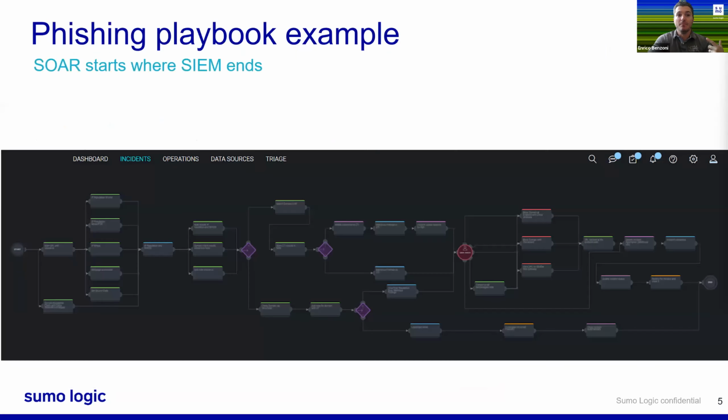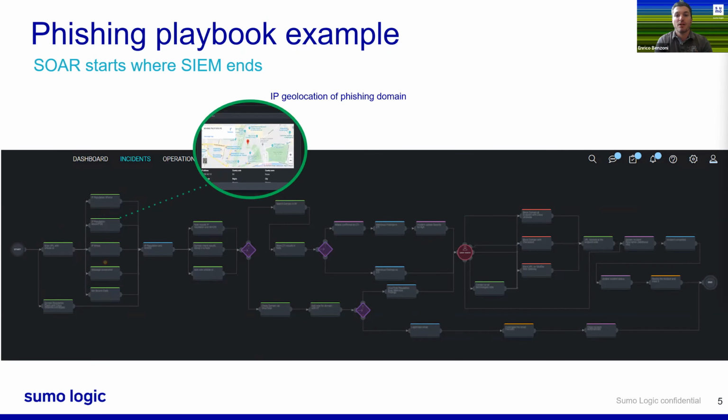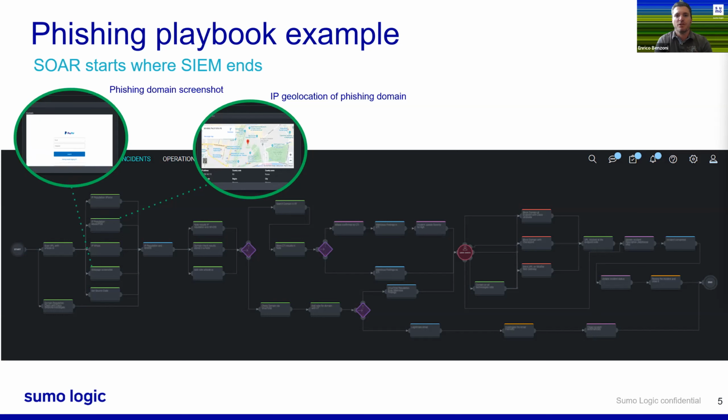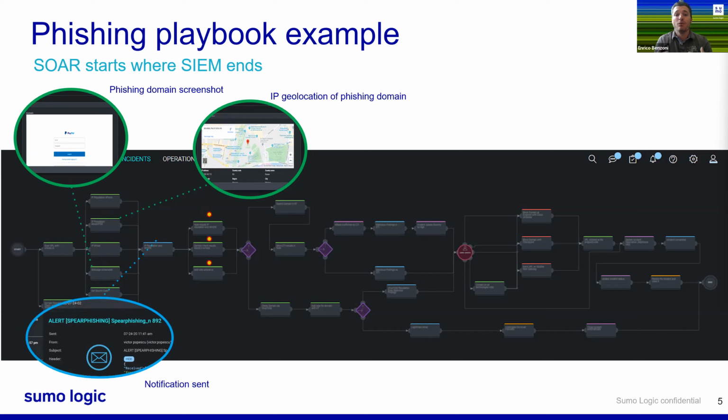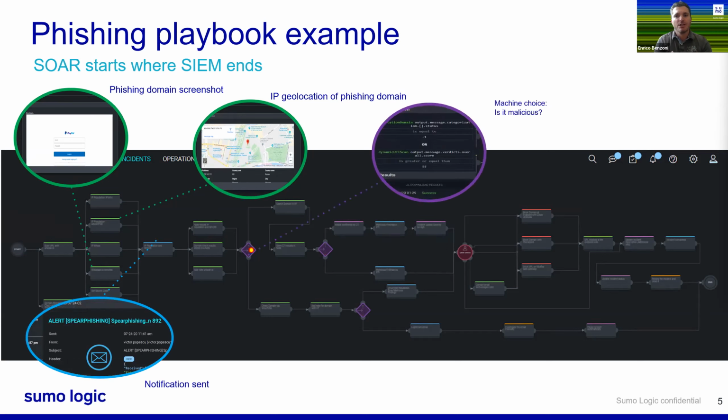This is an example of a phishing playbook. Basically, here you can see a phishing playbook example, and every box is a specific action of a different tool. After receiving a suspect email, Cloud SOAR activates several tools in order to understand information about this threat. It does IP geolocalization of the phishing domain, takes a screenshot of the phishing domain and sends a notification to the involved team. After this enrichment action that you can see in green, Cloud SOAR takes a machine learning decision.